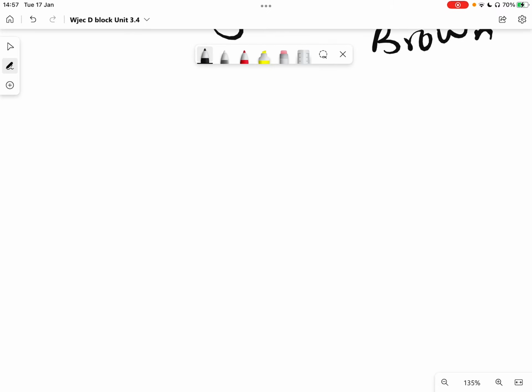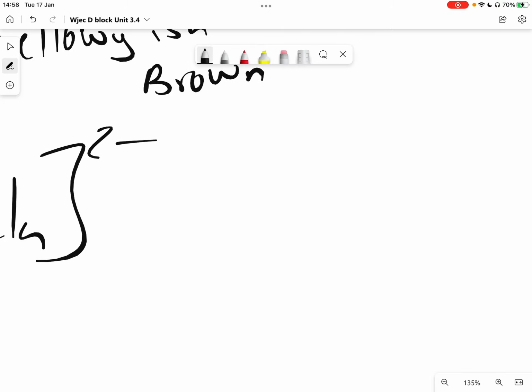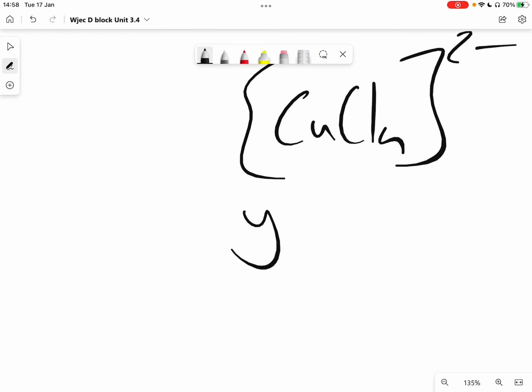So now there are 2 tetrahedral complexes you need to know about. We're going to have CuCl4 2 minus. So this is tetrachlorocuprate 2. And then you need to know about the cobalt version of that too, tetrachlorocobaltate 2. And that's a blue colour. And here, sorry, copper tetrachlorocuprate is a yellow colour too.